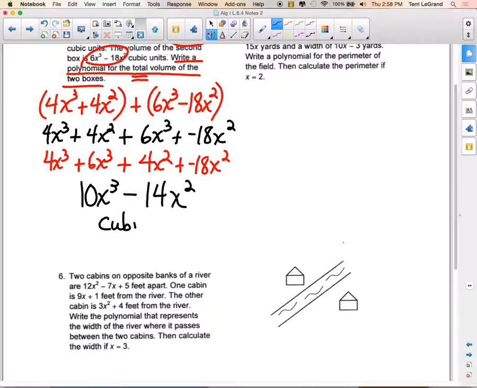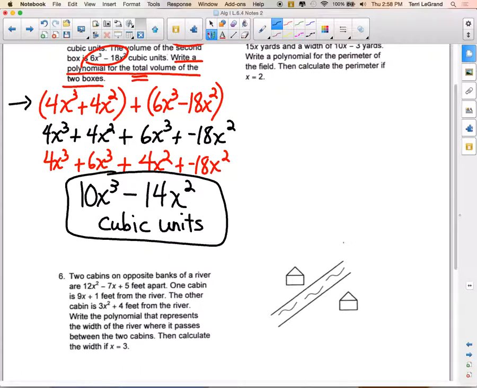Cubic units. It's volume plus volume. They were cubic units. When you add cubic units to cubic units, you still have cubic units, don't you? So when they say write a polynomial, this is the addition of the two polynomials. We're not done. We have to finish, and that would be our final answer here.